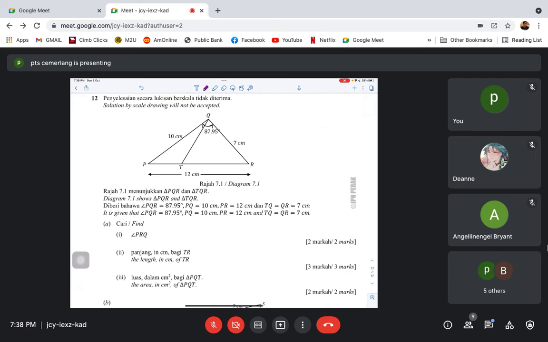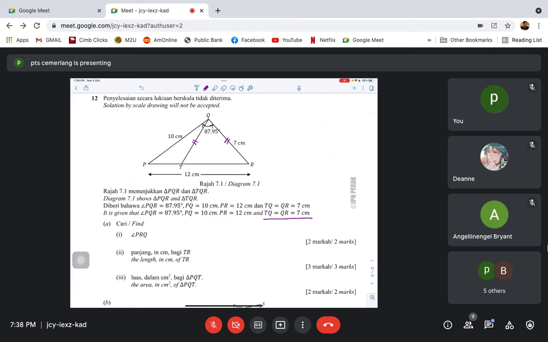Okay, first of all, when you look at question 12 kan, kalau boleh, kalau soalan tak ada bagi labeling, try to label first, okay? Contohnya, let me just go through the question with you, okay, slowly. Given that your angle PQR is 87.95, okay, you have that one already. PQ is 10 cm, PR is 12 cm, TQ is equals to QR. So now, this one is something that you must try to label. TQ is equals to QR. Yang inilah benda yang bila you tengok dalam soalan, bila dia tak bagi dalam diagram tu, you try to label it on your diagram, okay?